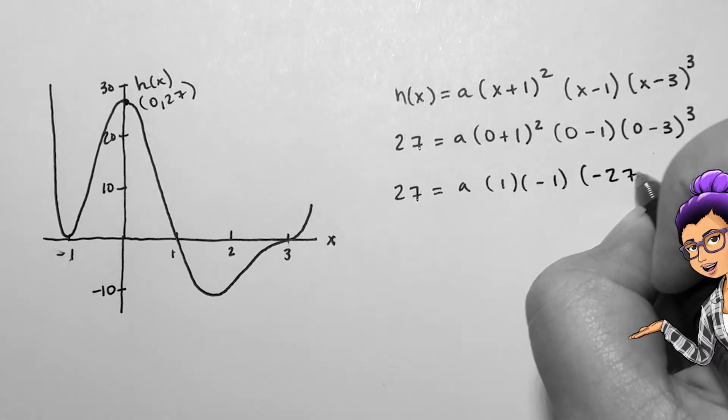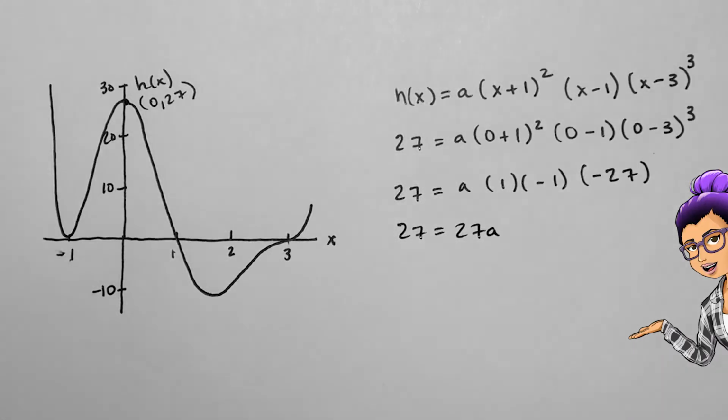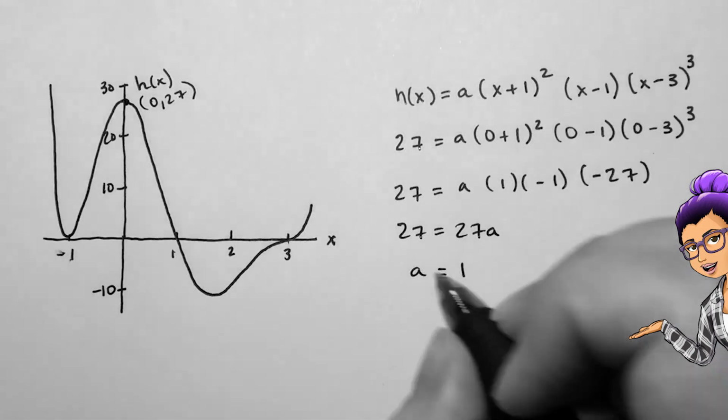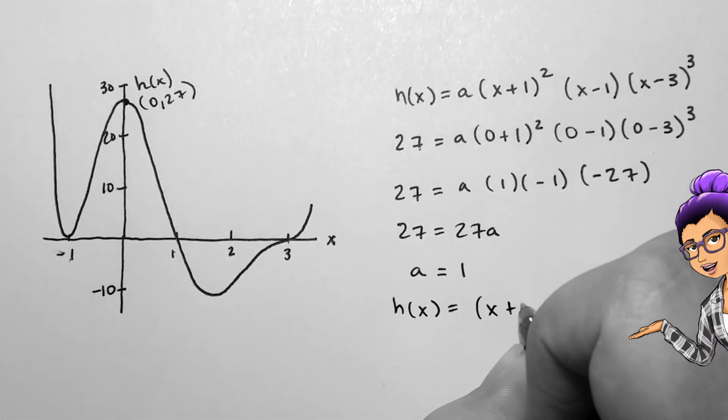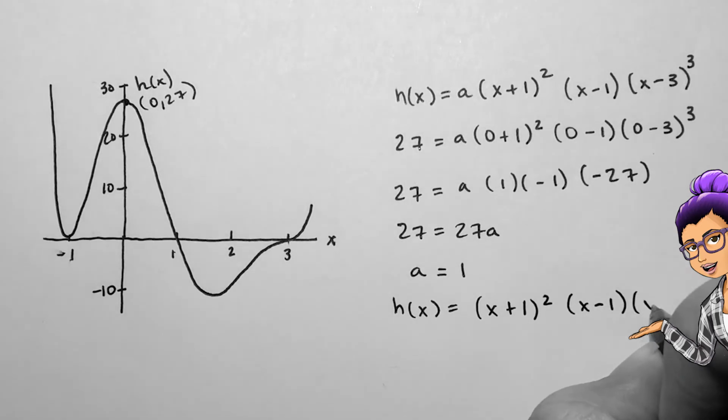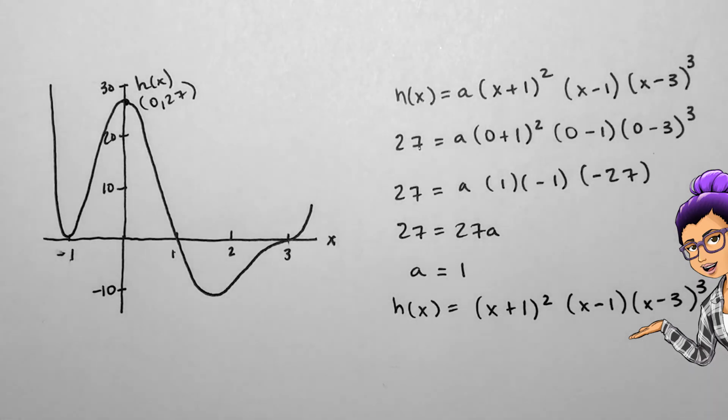This looks accurate since the end behavior goes to positive infinity on both ends. Our h of x is (x plus 1) squared times (x minus 1) times (x minus 3) cubed. We can leave it in factored form.